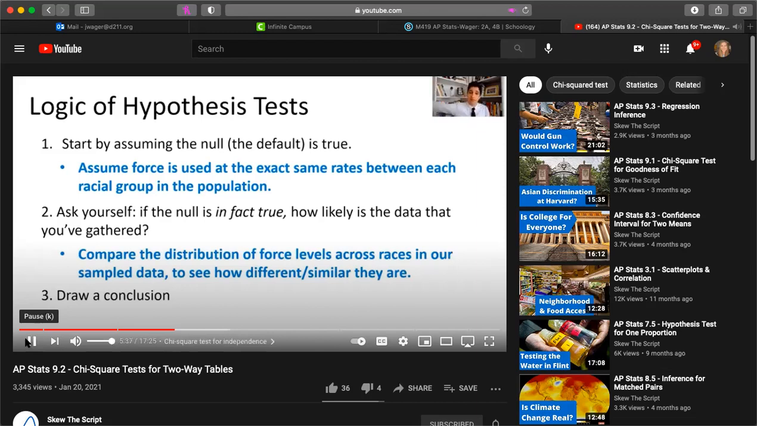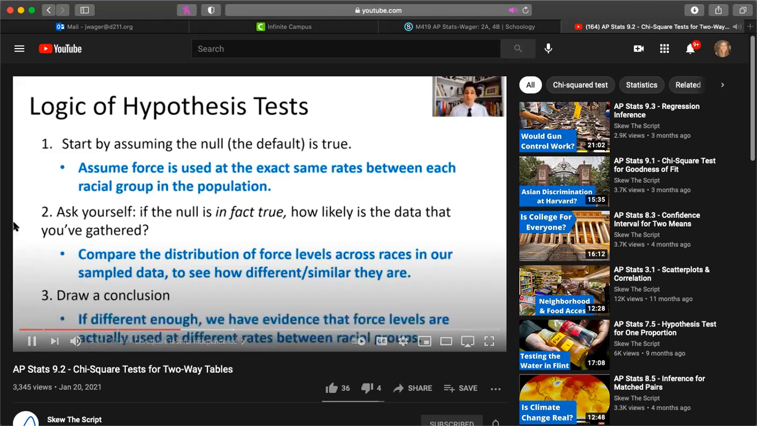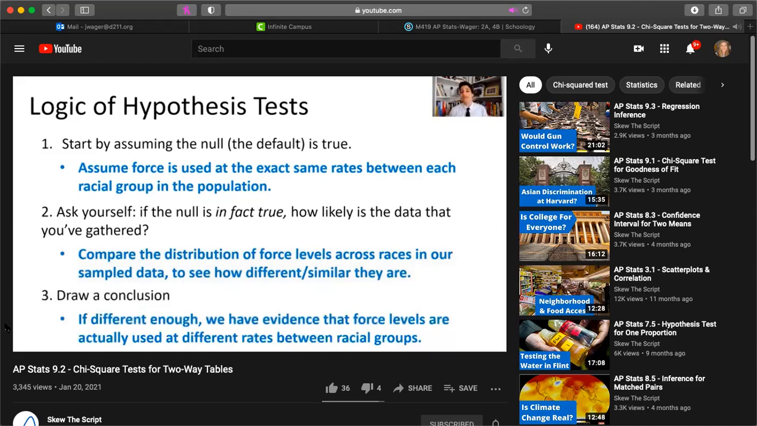If this null is in fact true, how likely is our sample data to come from random sampling? So we're going to compare the distribution of force levels across our sample and see how similar or different they are, and then we're going to draw a conclusion. If different enough, we have evidence that force levels are actually used at different rates between racial groups.